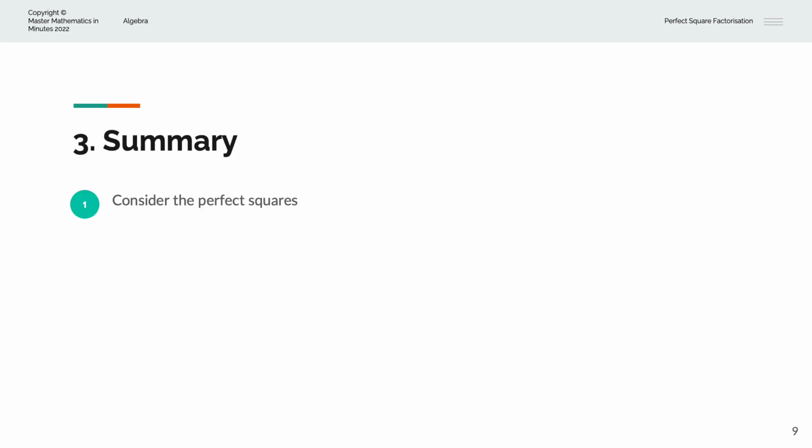To summarize, consider the perfect squares. A plus b, the entire thing squared. That can be rewritten as a plus b multiplied by a plus b. And that is a multiplied by a plus ab plus ab plus b multiplied by b. And that simplifies to a squared plus 2ab plus b squared.